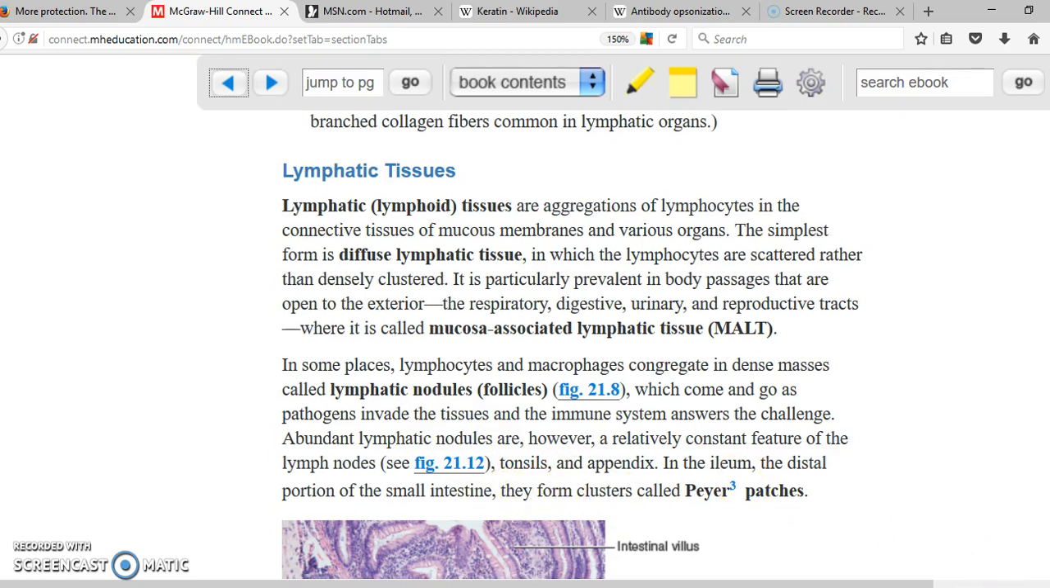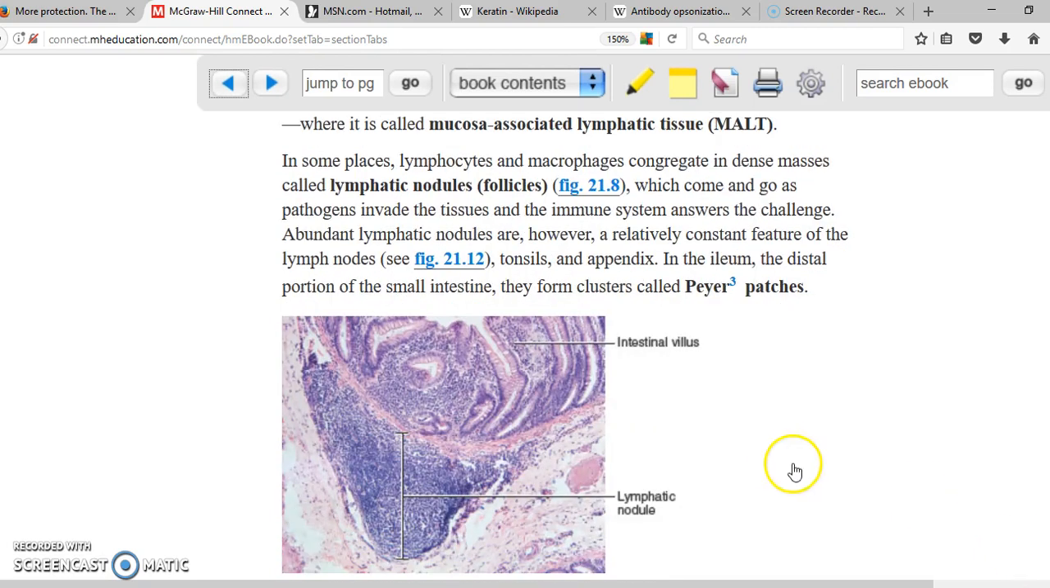The figure right here is showing you the intestines. This is the wall of the intestines. This is the tube of the intestine. The clear area here is where the food would be. And right here you have a lymphatic nodule. In this case, this is going to be the Peyer's patches.